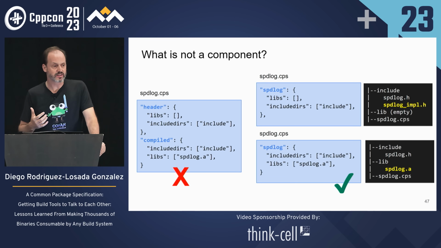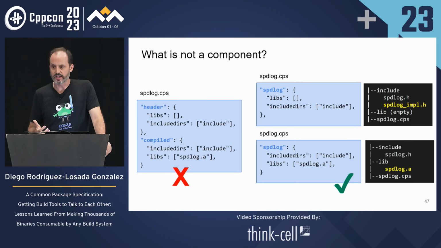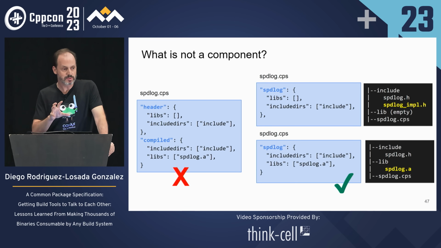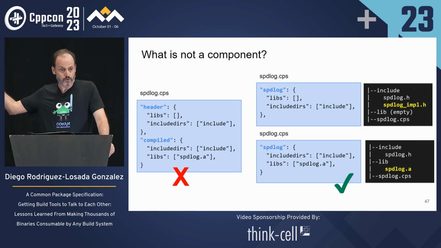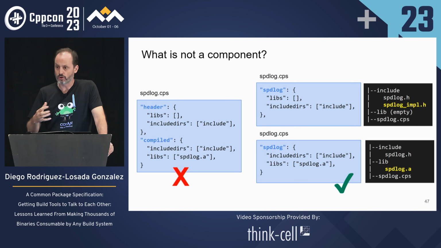So what would be the right approach for the spdlog case? Instead of having a CPS that tries to wrap the two different variants of the binary for spdlog, what you have is 2 builds of spdlog. You have one build that puts all the headers together for a header-only case, and you have another different build of spdlog that is creating a static library. If you have 2 different builds, you have 2 different CPS files, one for every different build of spdlog.